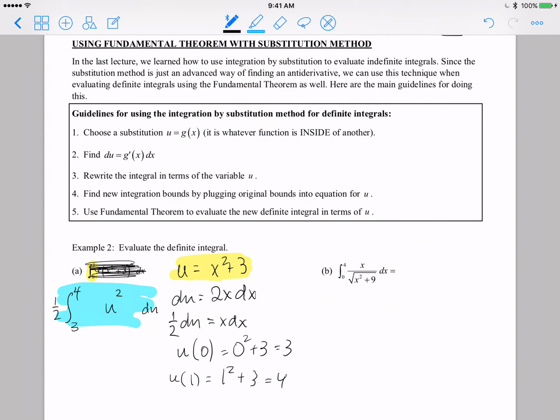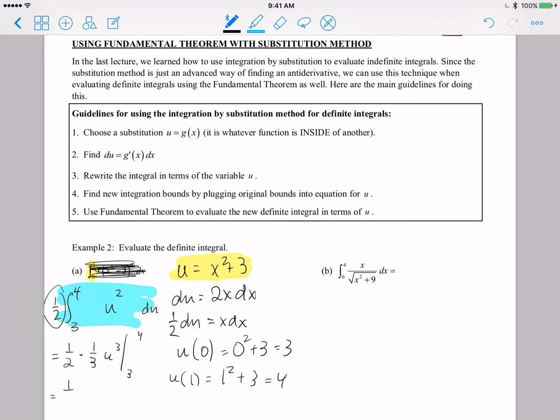Okay, so if I do that, I need to first of all find an antiderivative. So I'm going to write the 1/2 that came from right here. That just gets copied down. And then the antiderivative of u squared is 1/3 u cubed, evaluated from 3 to 4.